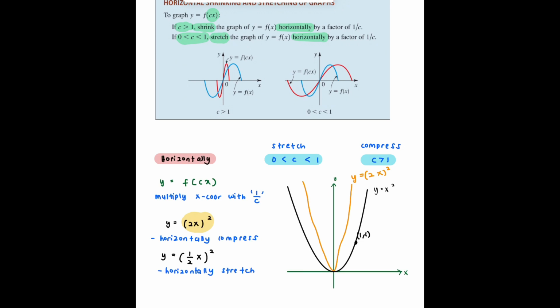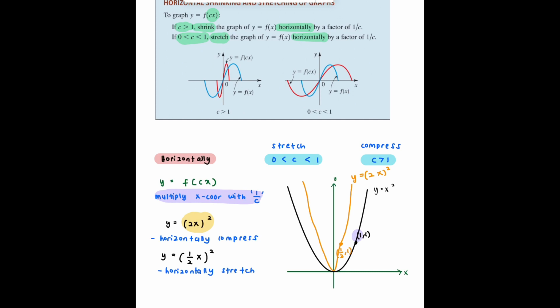So the new point is, okay, look at the method here. The method says that you have to multiply the x coordinate with 1 over c. Okay, with 1 over c. So what is your x coordinate? The x coordinate is 1. So 1 multiplied by 1 over c. Your c is 2. So 1 multiplied by 1 over 2 is 1 over 2. So the point here will be 1 over 2, 1. Okay, you change only your x coordinate. Y remains the same.